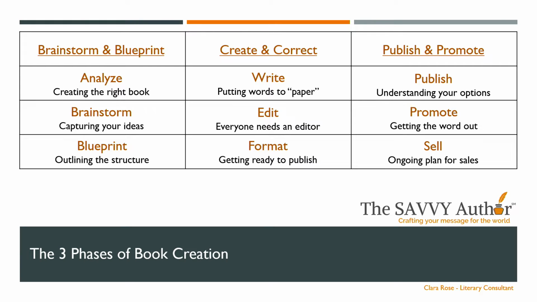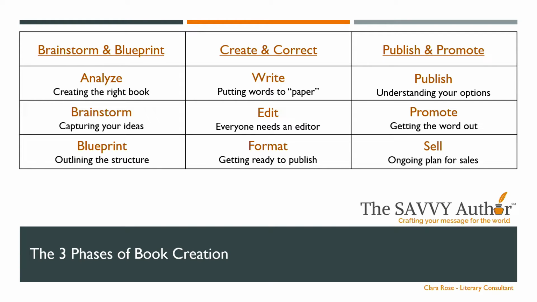Phase one, of course, being the brainstorm and the blueprint. This is that phase where we analyze what your book is going to be about and make sure that we're writing or creating the right book for you. The second step is to brainstorm those ideas, actually capturing them, getting them out of your head and onto paper or your computer where we can do something with them. And then finally, blueprinting, which is the outline or the structure that we're going to actually do the creation from. It's the thing that gives you that solid foundation so that your book actually works.